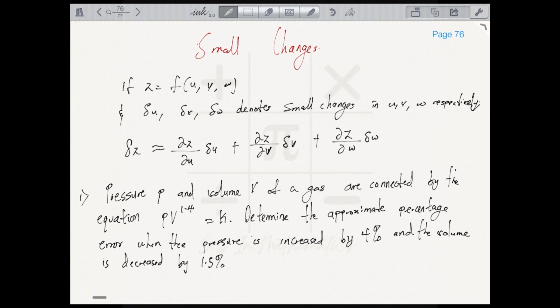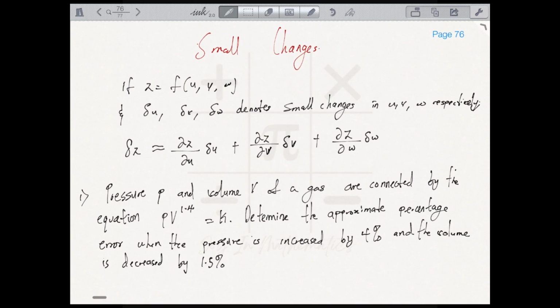Now, if z is given as a function of 3 variables and the small changes are given as delta u, delta v, and delta w, then the small change in z is approximately the partial derivative of z with respect to u multiplied by the small change in u, plus the partial derivative of z with respect to v multiplied by the small change in v, plus the partial derivative with respect to w multiplied by the small change in w.